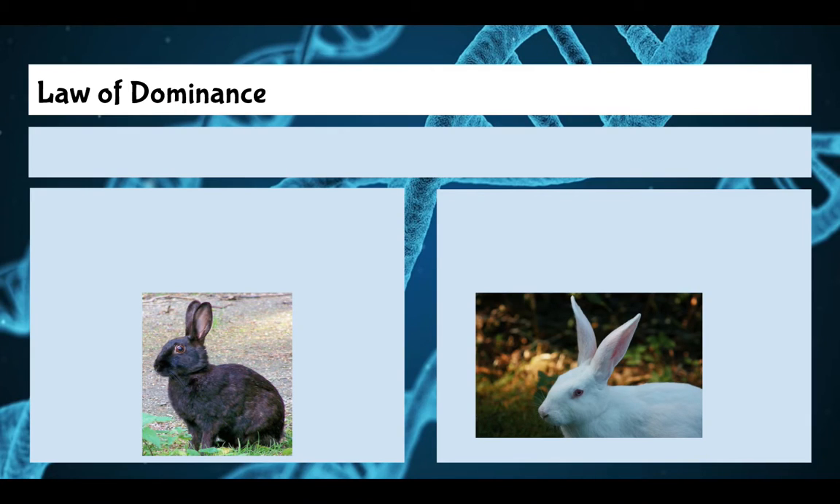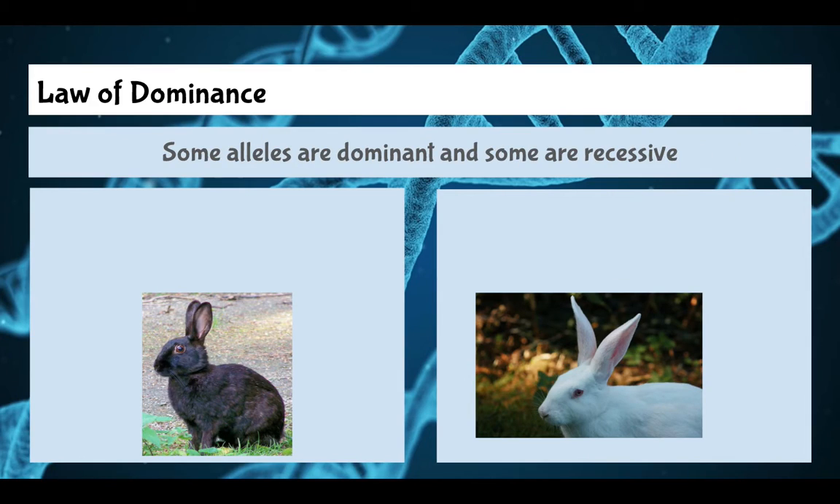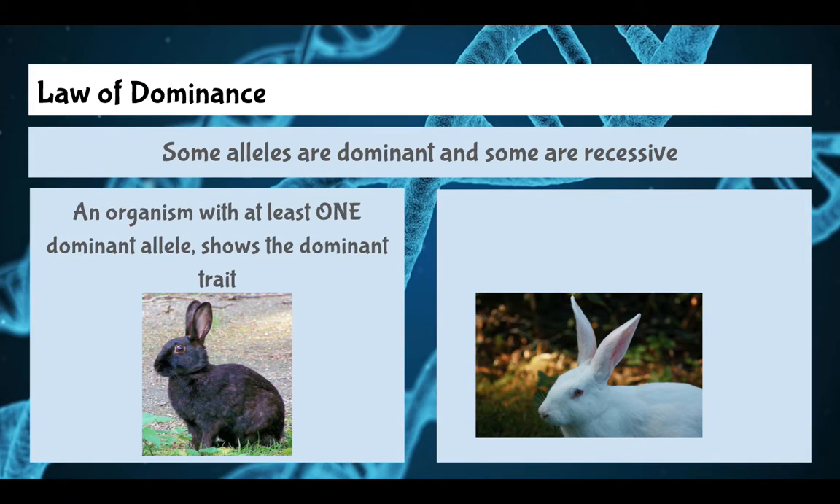Okay, to the law of dominance now. The law of dominance states that some alleles are dominant and some are recessive. Pretty easy to remember since the title of the law is law of dominance. But what does that mean? An organism that has a dominant allele shows the dominant trait. So let's say black hair overpowers blonde hair in the example we were using earlier. If you have 1 copy of the allele for black hair, that's the trait you're going to show.